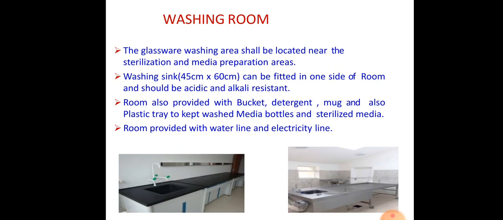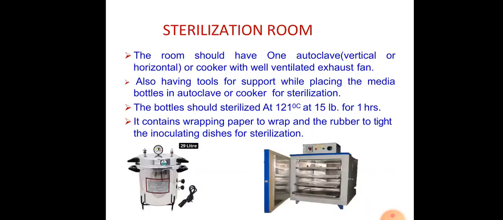The washing room, for glassware washing, shall be located near the sterilization as well as the media preparation rooms. The washing sink should be 45 by 60 centimeters, made of acid and alkali proof material. The room should also be provided with buckets, detergents, and mugs, and everything needed. The room provides water lines as well as electricity lines.